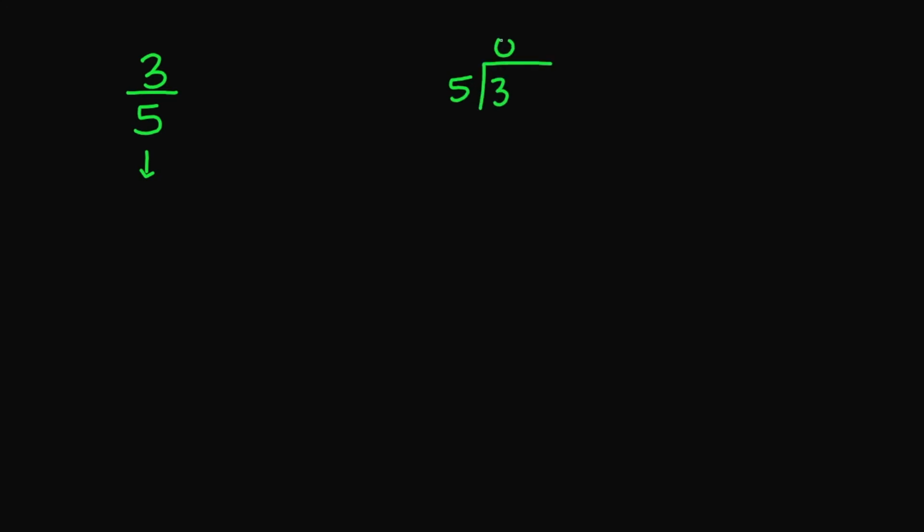5 does not go into 3. So I'm going to add my decimal, 0. 5 goes into 30, 6 times. 5 times 6 is 30. 30 minus 30 is going to equal 0. So as a decimal, you're going to get 0.6.